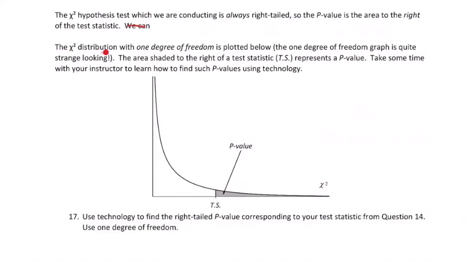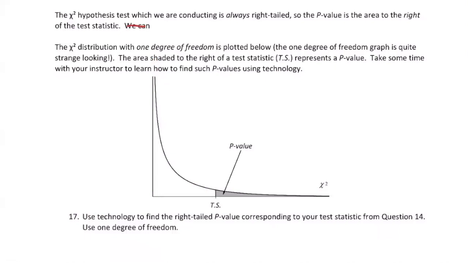The chi-square distribution with 1 degree of freedom is plotted below. The 1 degree of freedom graph is quite strange looking. It has a vertical asymptote, which is crazy for a probability distribution. Now remember, the total area under a probability curve is still 1. So the probabilities are not infinite, but the curve goes infinite.